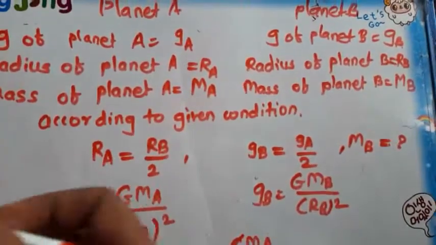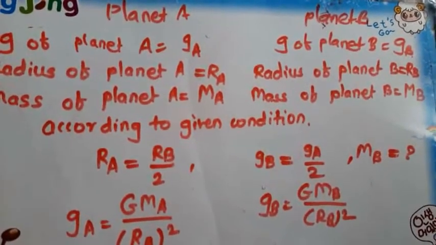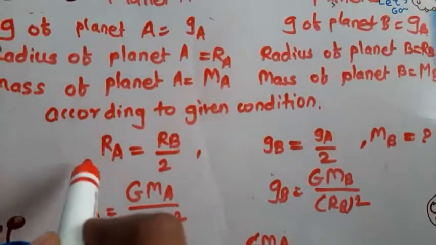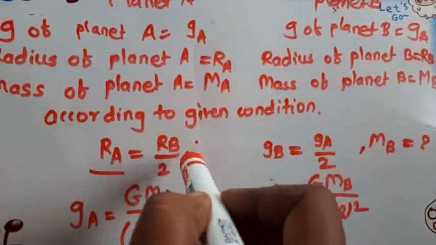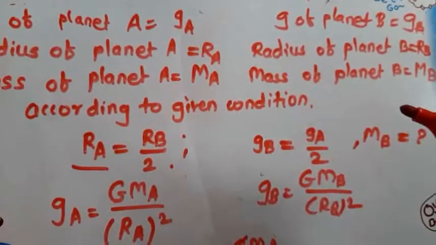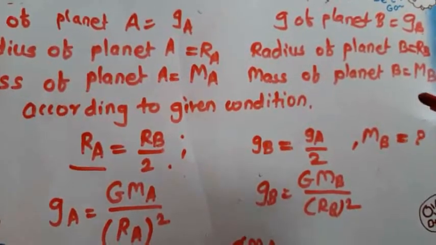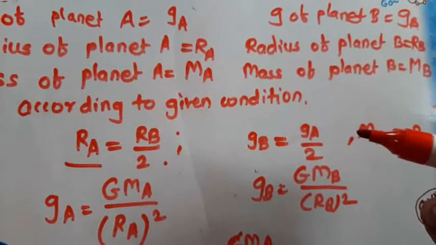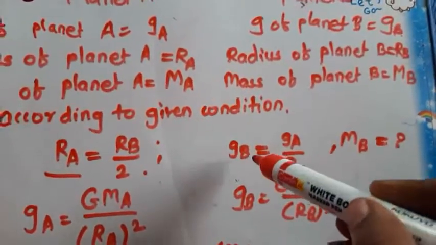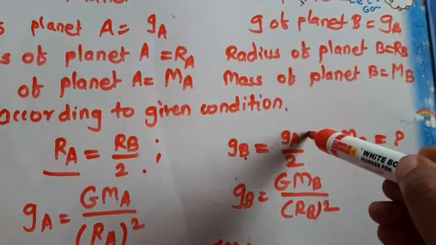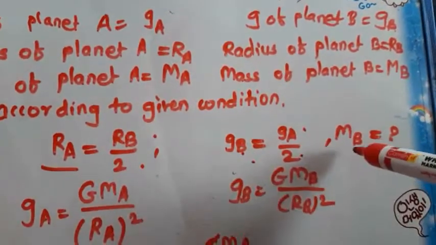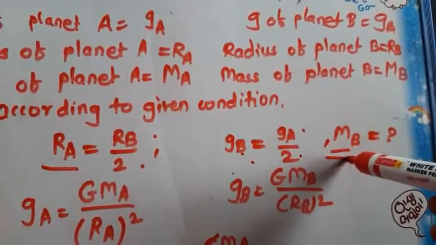Now according to the given condition, what they have given: radius of planet A is half the radius of planet B. This is the first condition. According to the second condition, the value of acceleration on B is half that of the value on A. So acceleration on planet B is half of the value on planet A. If this is so, then what must be the mass of planet B?